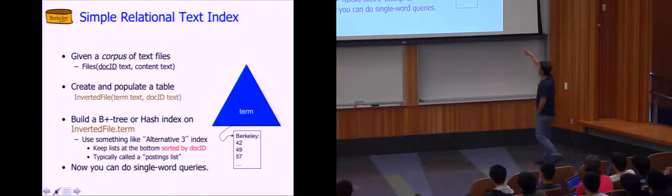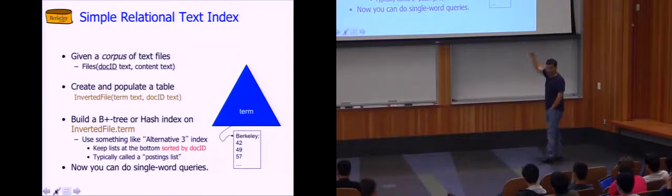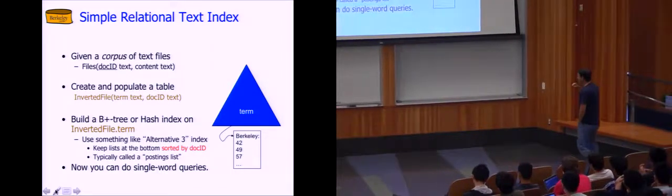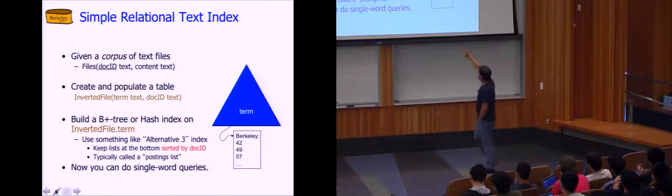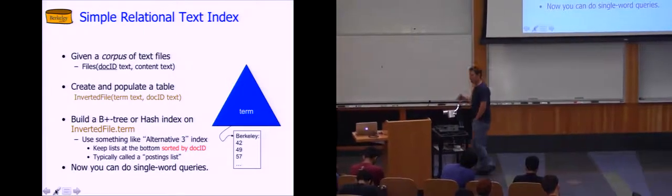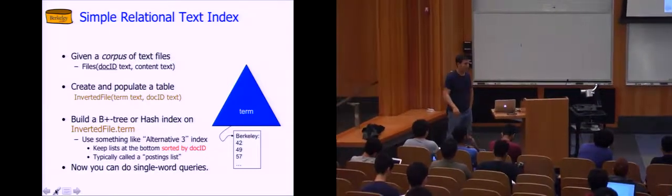In information retrieval land, they call this thing at the leaf a postings list. It will remain sorted. You've got to keep your postings list sorted. And with this data structure and that schema, you now can do single word queries. You can look up Berkeley. That's how you find all the documents that contain Berkeley. So that's easy.